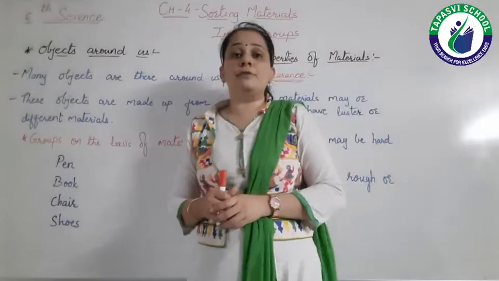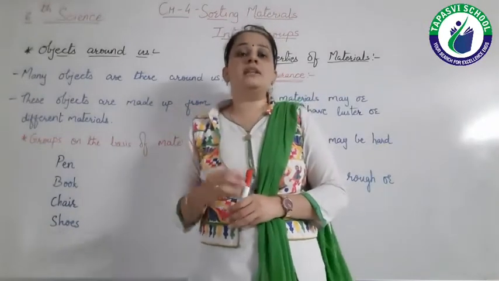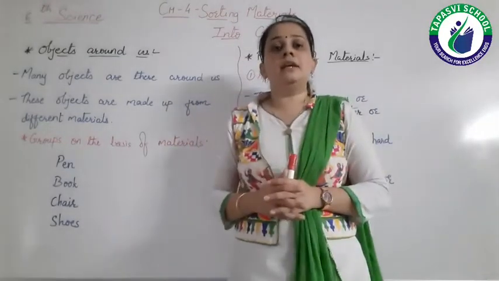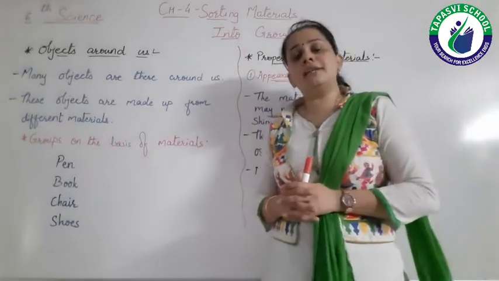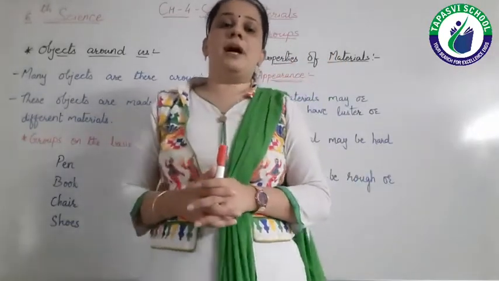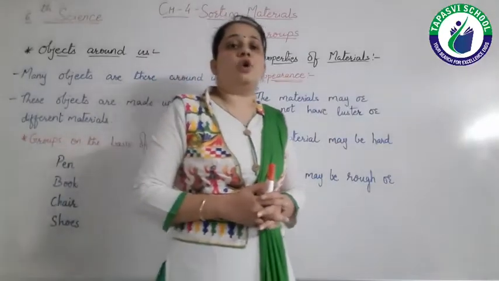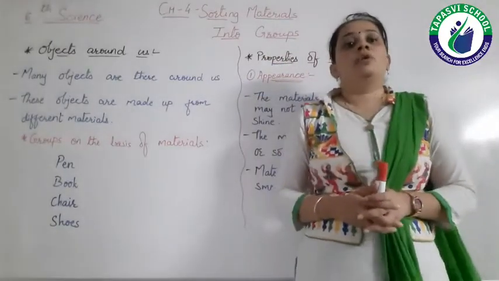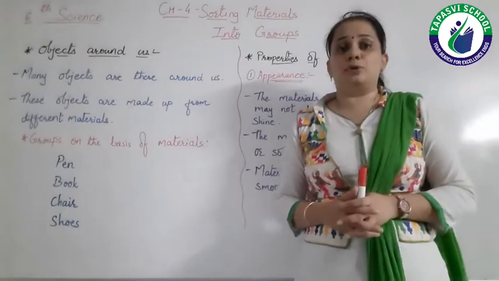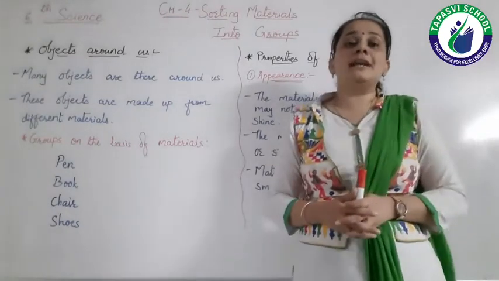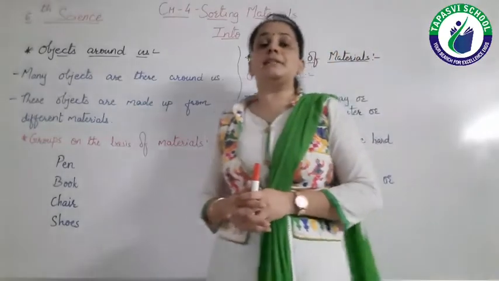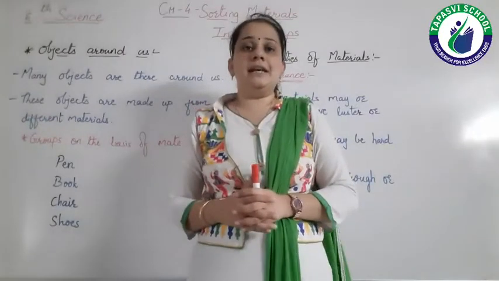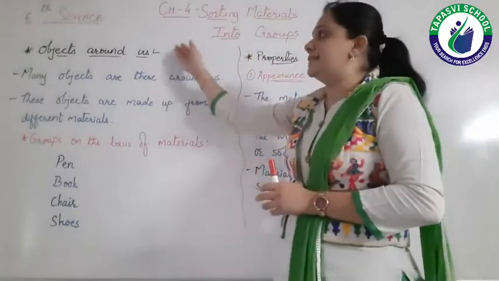Then it is difficult for us to take one thing from it, right? That's why we have to arrange all the things in groups. So here in this chapter, we have to study why we have to arrange all the objects in groups and by which method we have to arrange them. Means what is the necessary thing we have to take into consideration to make the groups, right? Okay, so let's study. First point is objects around us.